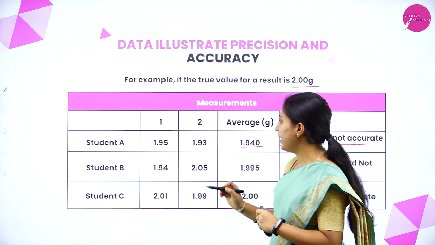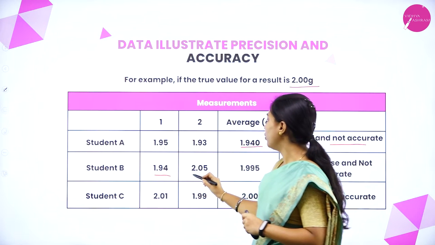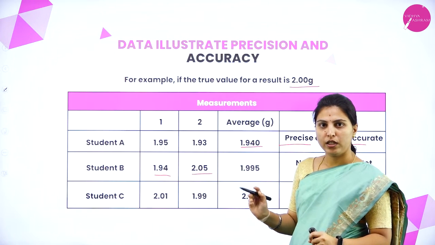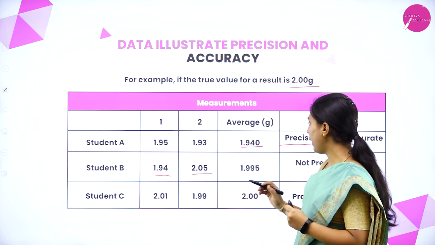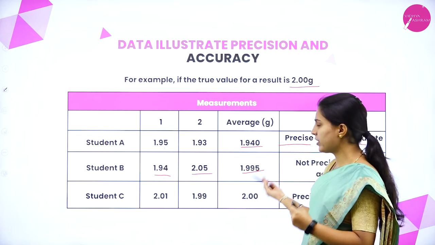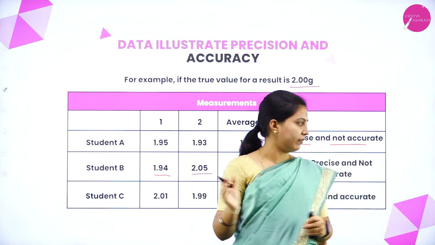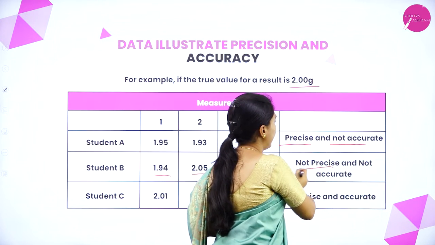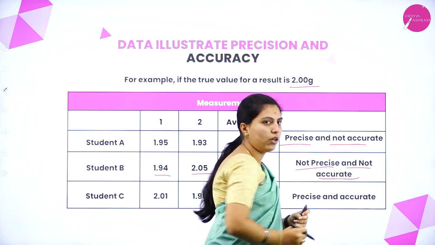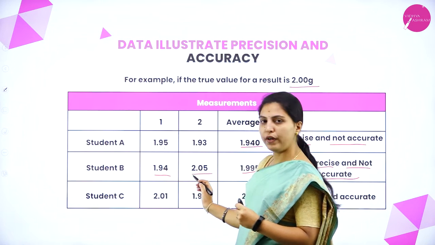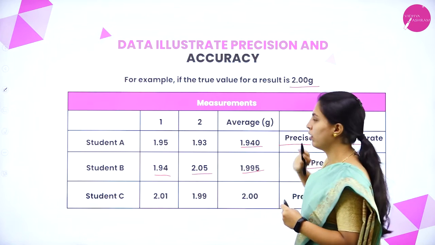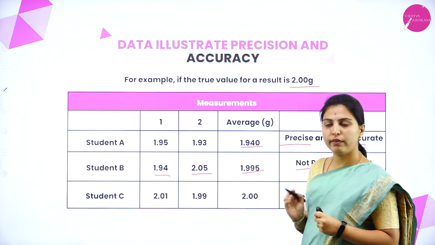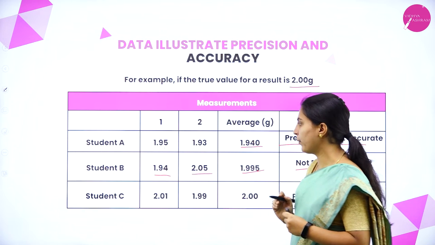Next, student B, 1.94, 2.05. The measurements are too far from each other. The average is also 1.995. Not precise and not accurate. These two results are too far from each other, and the average is not equivalent to the true value either. So, not precise, not accurate.